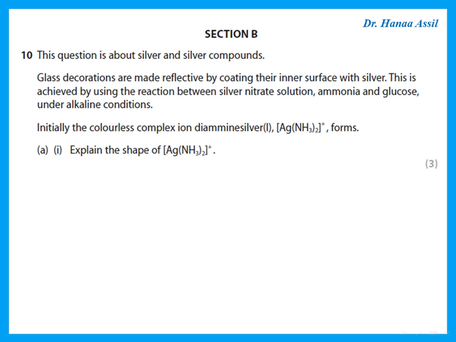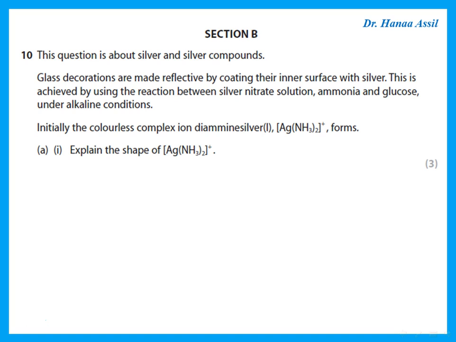Then in section B, he says this question is about silver and silver compounds. Glass decorations are made reflective by coating their inner surface with silver. This is achieved by using the reaction between silver nitrate solution, ammonia, and glucose under alkaline conditions. Initially, the colorless complex ion diamminesilver forms. Explain the shape of the silver ammonia complex.